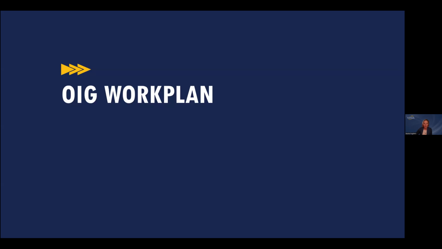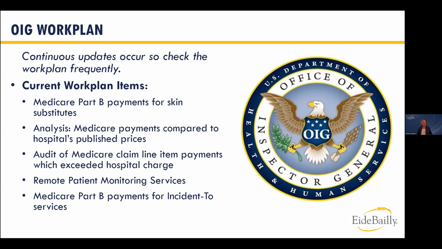So the OIG work plan has historically been something that was published once a year. I remember, a number of years ago, we would wait for the work plan to be published, usually in the fall of the year, and we would utilize that work plan to then develop our annual work plan internally for the following year. Well, they stopped with that type of practice some time ago, and now they can continuously update that work plan. So it's actually a good idea to put a reminder on your calendar to look at that once a month and see what might be new.